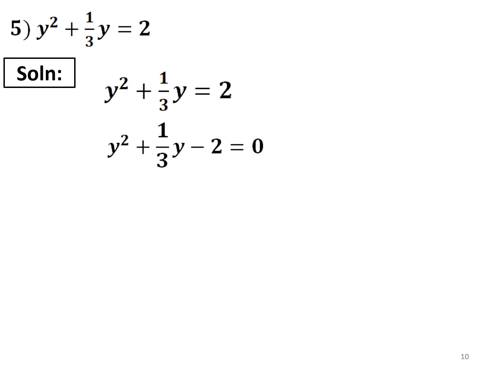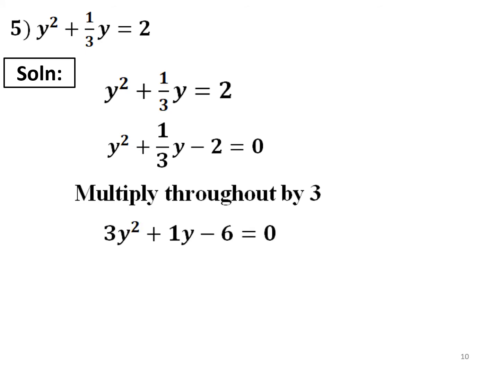I do not want the fraction, so I will multiply throughout by 3. On multiplication throughout by 3, I get 3y square plus y minus 6 is equal to 0. Now when I compare with the general equation, the values of a, b and c obtained are a is equal to 3, b is equal to 1 and c is equal to minus 6.